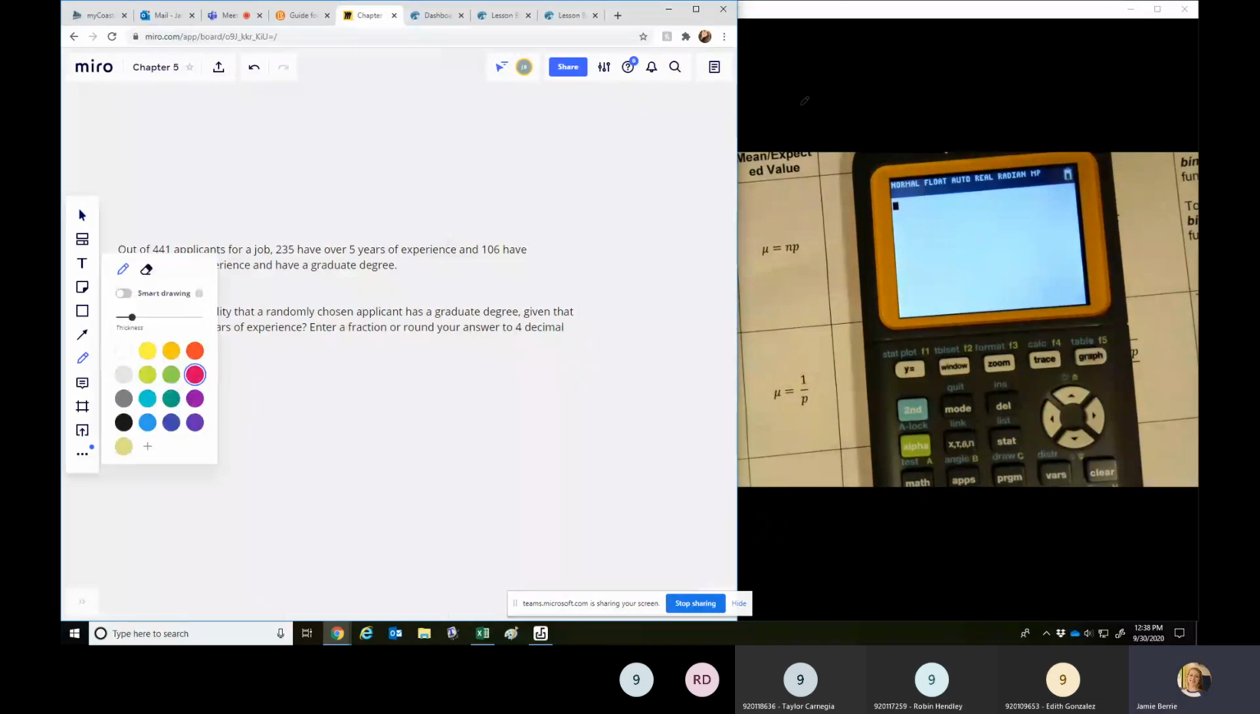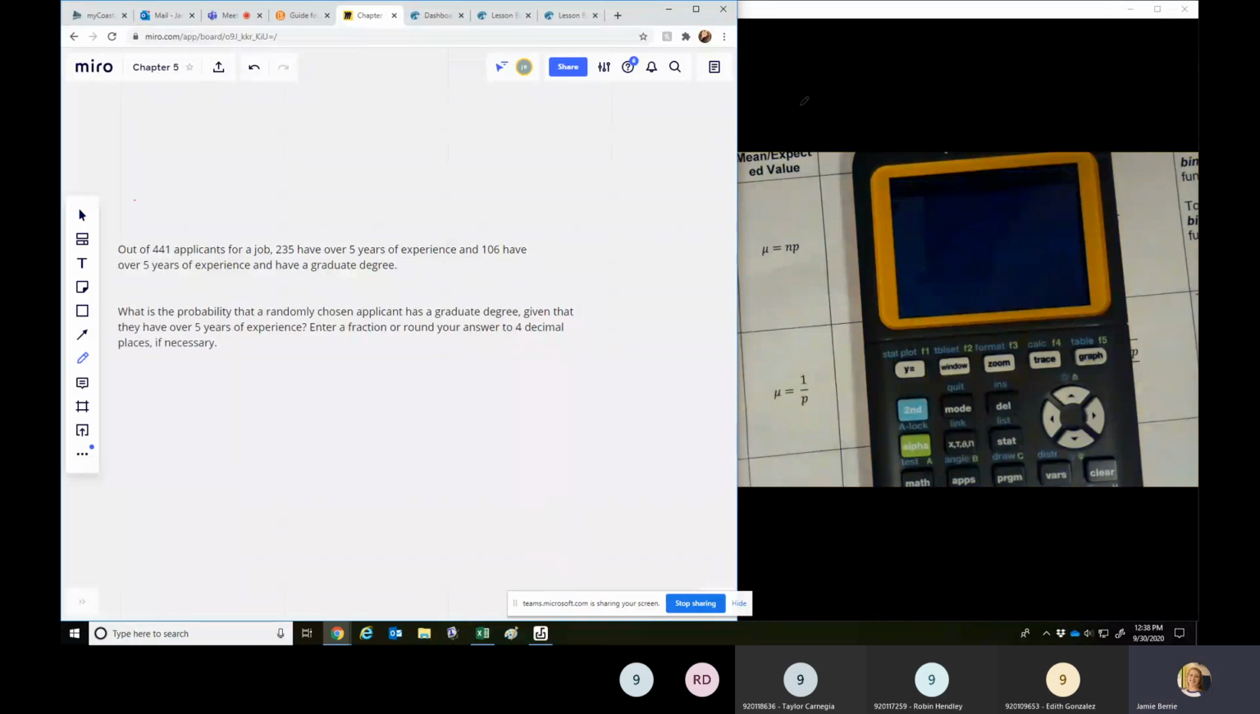All right, so it says, out of 441 applicants for a job, 235 have over 5 years experience, and 106 have over 5 years experience and have a graduate degree. What is the probability that a randomly chosen applicant has a graduate degree given that they have over 5 years of experience? Enter a fraction or round to 4 decimal places.